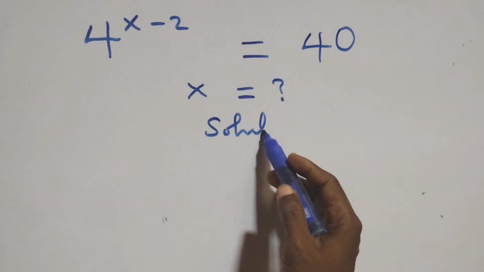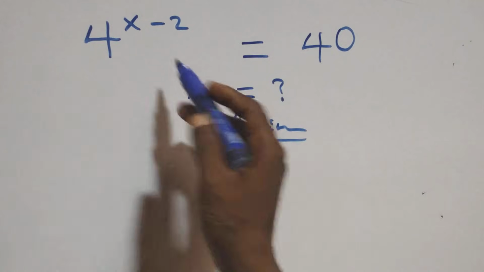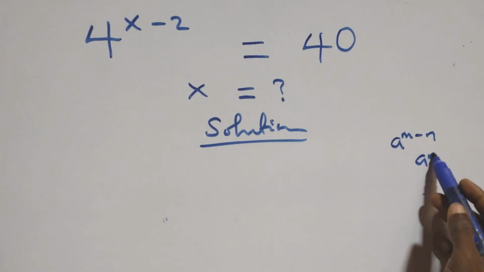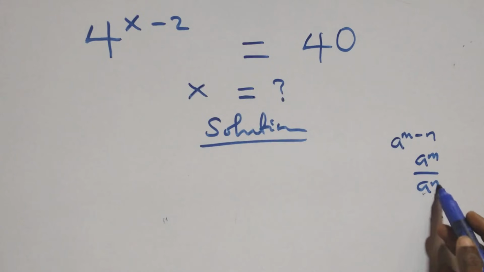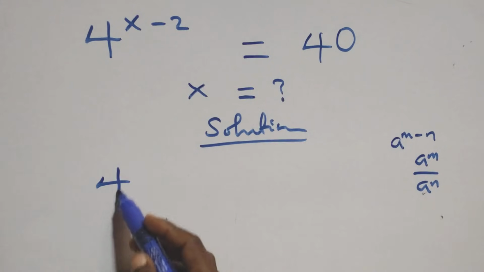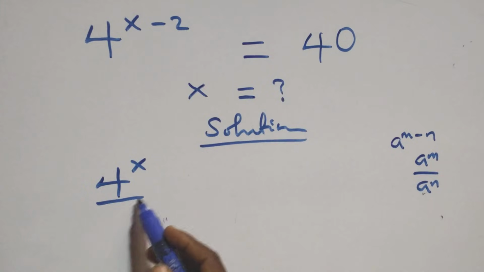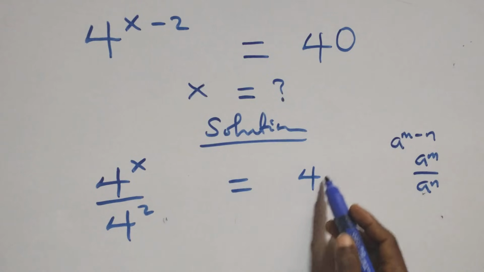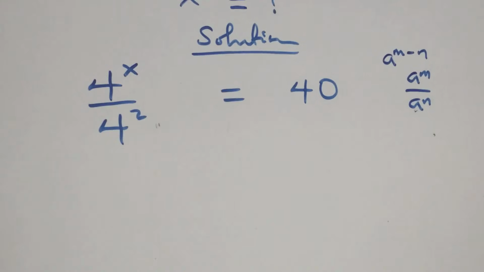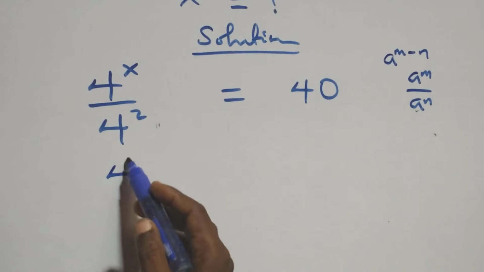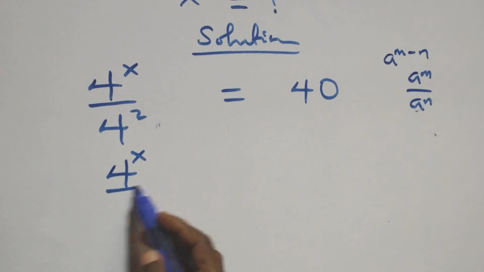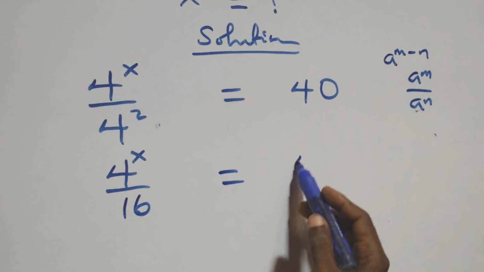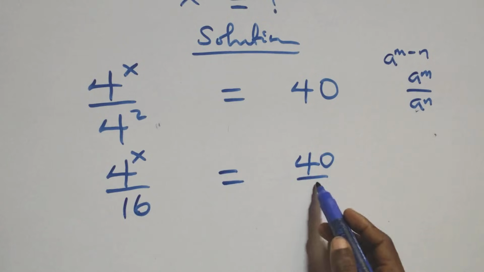Solution from here. What we have here follows when we have a raised to power m minus n, same thing as a raised to power m over a raised to power n. Here we have 4 raised to power x over 4 squared equals 40 on this side. The next step: 4 raised to power x over 4 squared, 4 times 4, that's 16, equals, we can write this as 40 over 1.